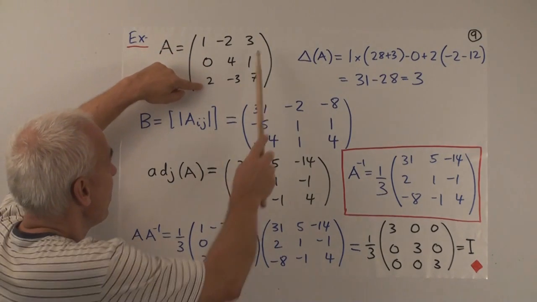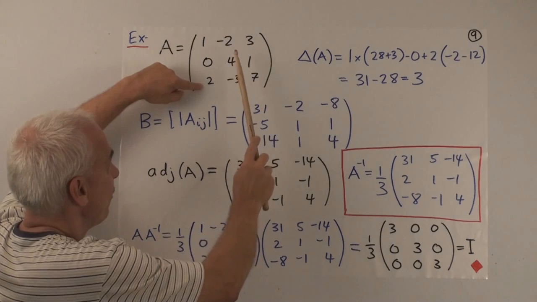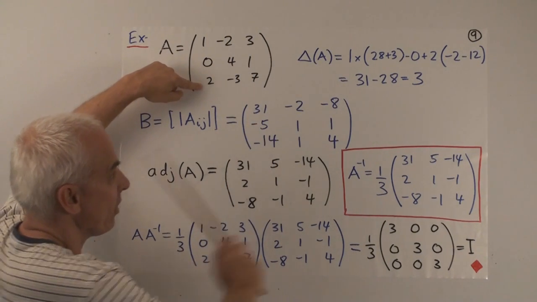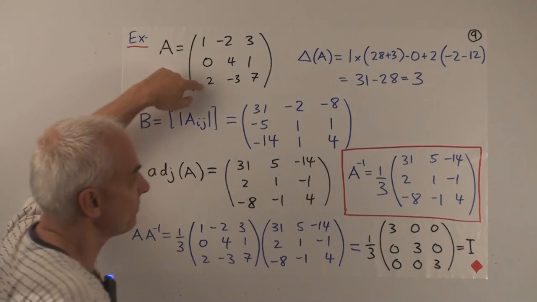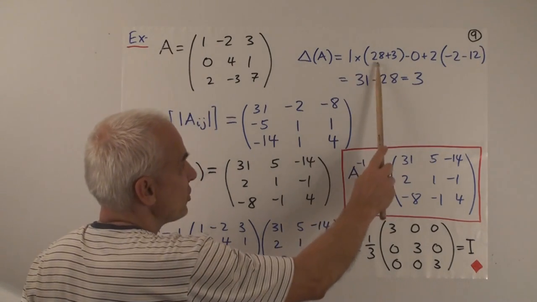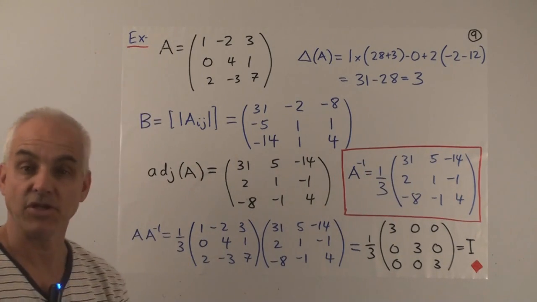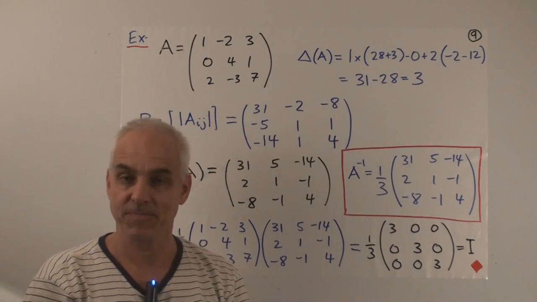Plus 2 times this 2 by 2 determinant, which is minus 2 times 1, minus 3 times 4, minus 2, minus 12. So we work that out. That's 31 minus 28. That's 3. The determinant of this thing is 3.